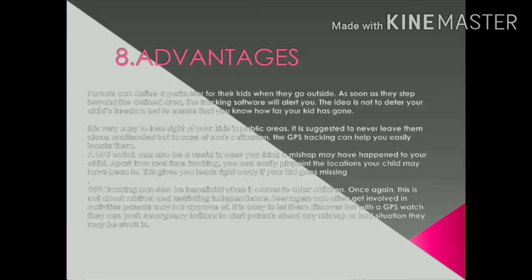This gives you a lead right away if your kid goes missing. GPS tracking can also be beneficial when it comes to older children. Once again, this is not about mistrust and restricting independence. Teenagers can often get involved in activities parents may not approve of. It is okay to let them discover, but with a GPS watch, they can push an emergency button to alert parents about any mishap or bad situation they may be stuck in.